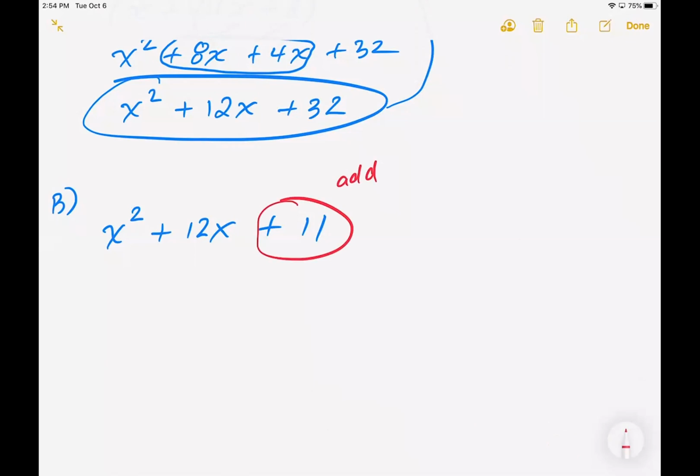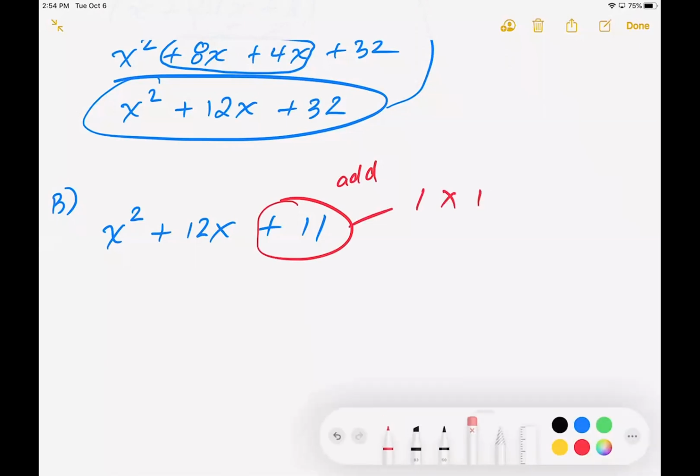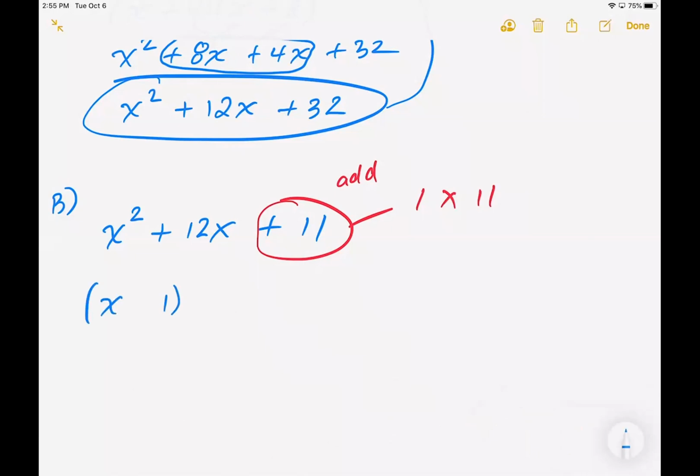Now, is there any multiple of 11 that you know of? The only multiple of 11, even I make a mistake, do you agree that the only multiple of 11 is 1 times 11? There's no other whole numbers that multiply together to give you 11. So if this is the only multiple, everybody see that it's always x1, vice versa, 1 and 11.